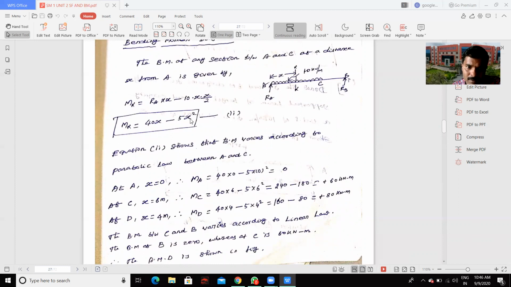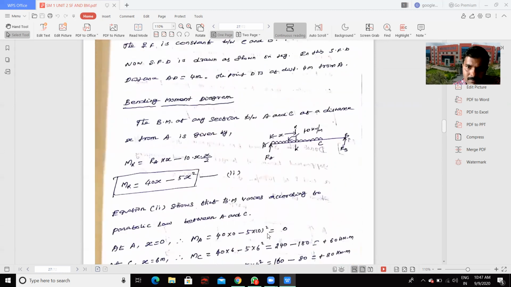From this equation, you can understand that between A and C, the bending moment value will be parabolic because the equation is in terms of x square. So at point A, x equal to 0, you can substitute. Therefore, moment at A will be equal to 40 into 0 minus 0. Similarly at point C, x equal to 6 meters, so substitute, moment at C will be 60 kilonewton meter. And at point D, x equal to 4 meters, so moment at D equal to 80 kilonewton meter. The bending moment between C and B varies according to the linear law. Bending moment at B is 0, whereas at C it is 60 kilonewton meter.